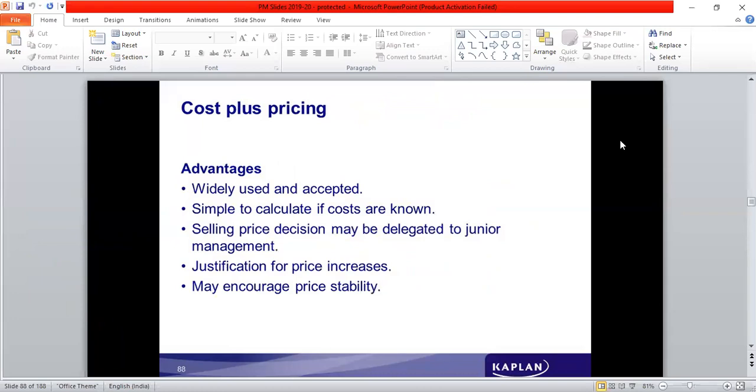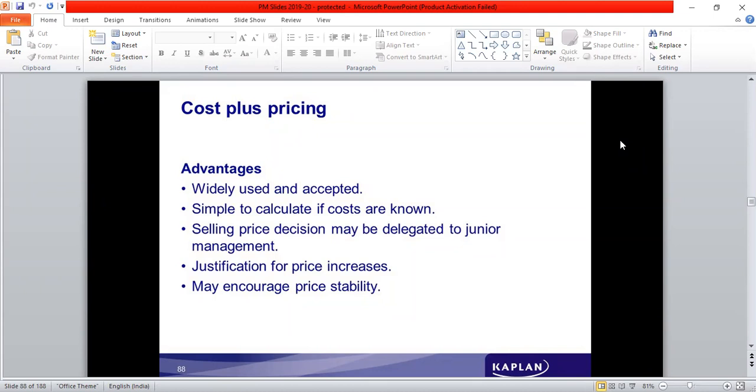What are the advantages? It is simple and widely used. It's easy to calculate, easy to ascertain the selling price, a widely used and accepted concept, simple to calculate if costs are known. Selling price decisions may be delegated to junior management, because it is just that you accumulate the cost, add a profit margin, and decide the selling price. So anybody can take up this concept of deciding the selling price.